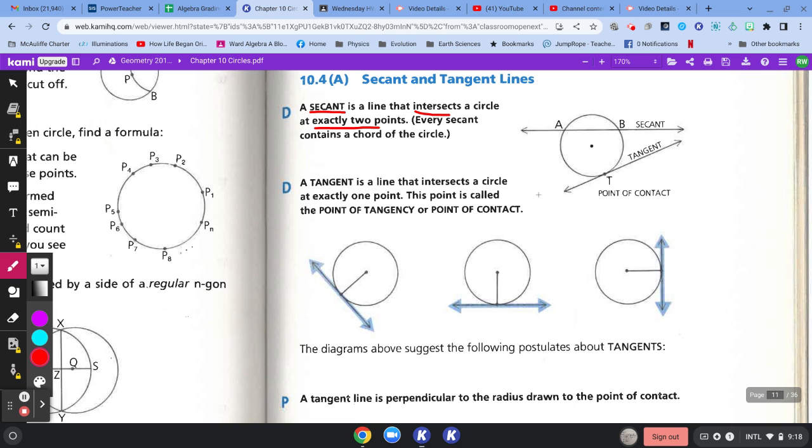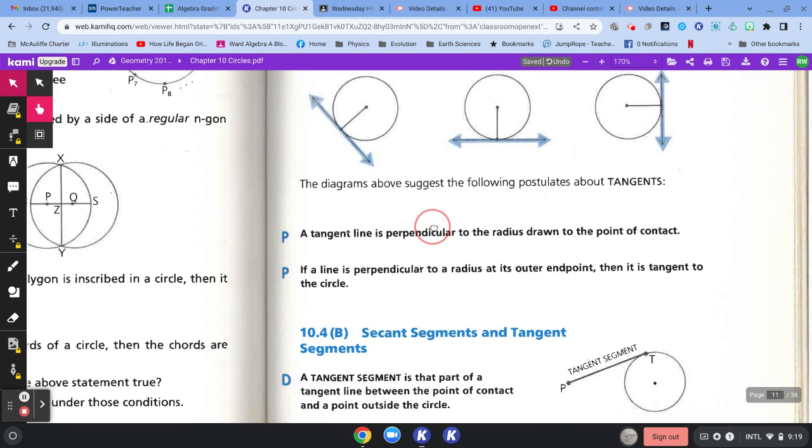The tangent is distinct from a secant in that it intersects the circle at exactly 1 point. And tangent lines are important in a lot of mathematics. With circles, of course, you'll run into them a lot when you get into calculus. But with circles, they touch at 1 point, and that point is called the point of tangency or point of contact.